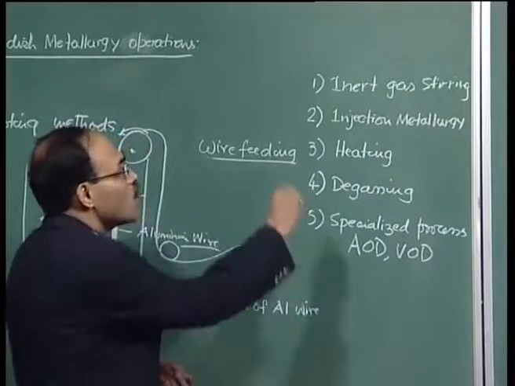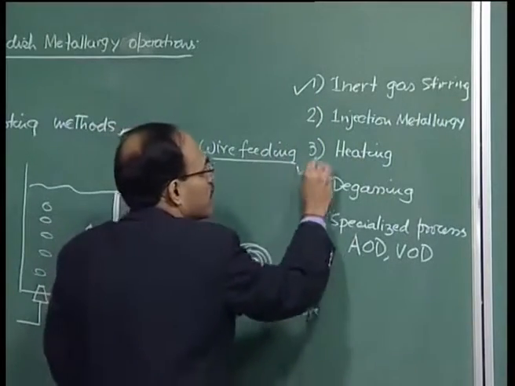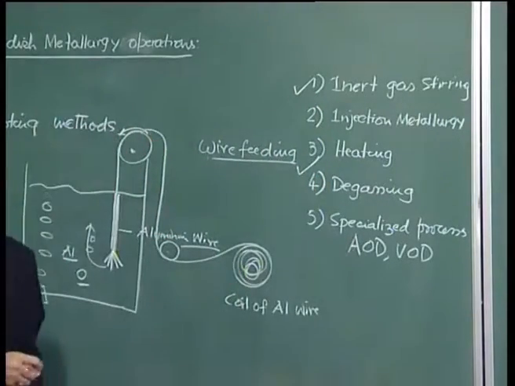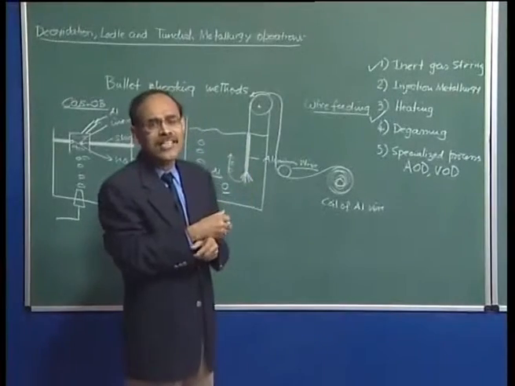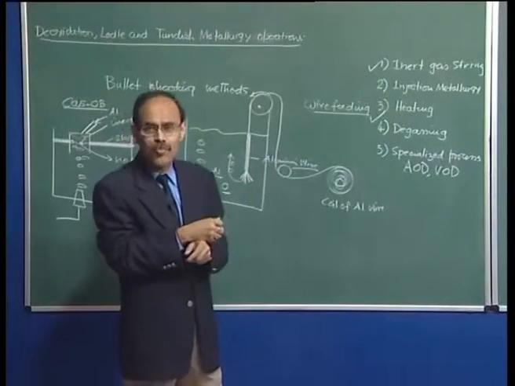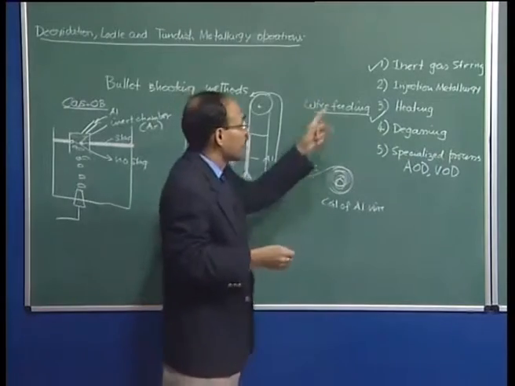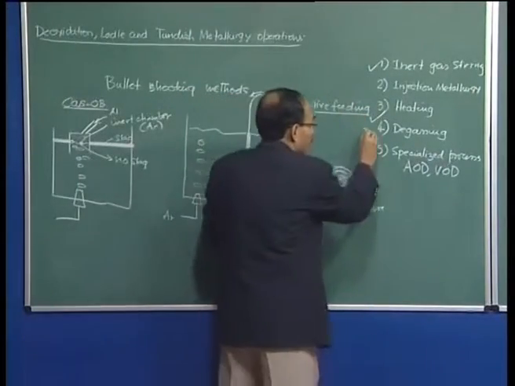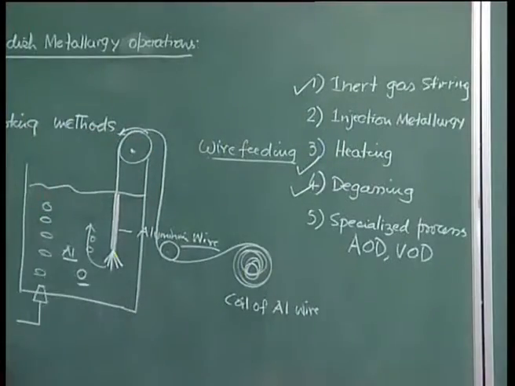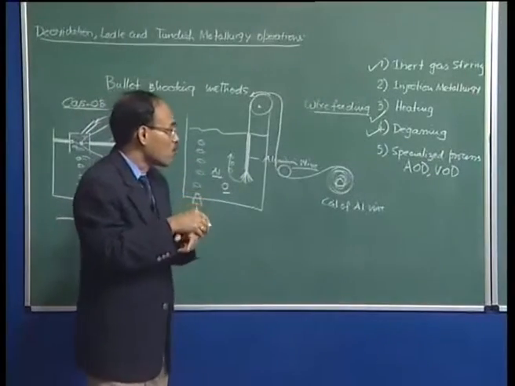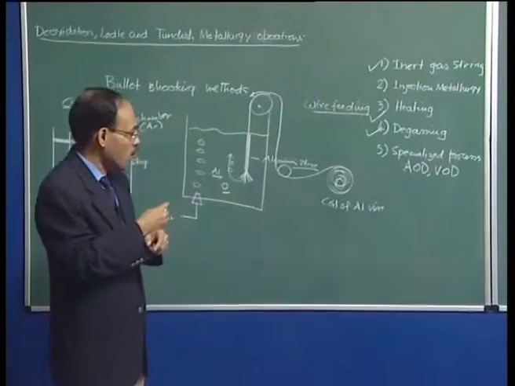We may just do inert gas stirring and heating for a common grade of steel, but for a specialized grade of rail steel which does not tolerate too much hydrogen, for example, on top of these two, we may be interested to carry out degassing processes, because degassing is a process to drive out dissolved gases from molten metal.